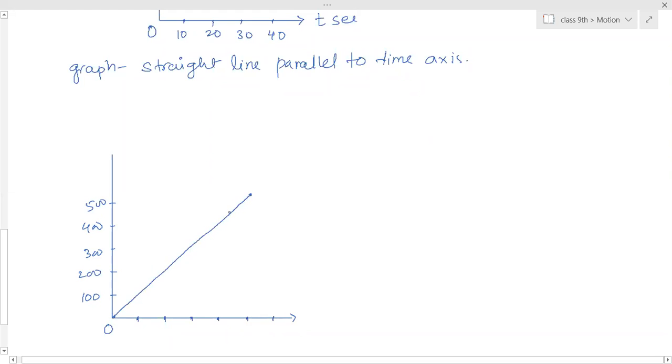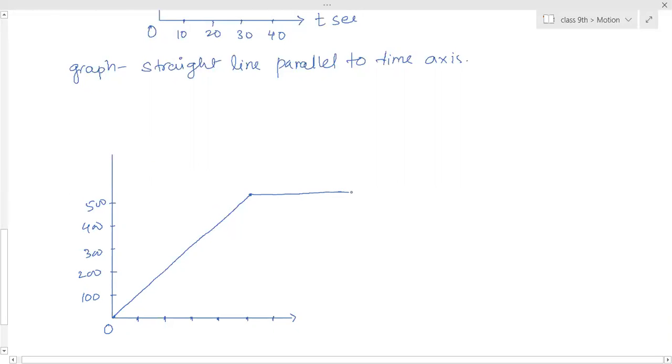And after that, when you reach the school, you are not moving. You are sitting on your bench. So that means after that, there is no motion going on. So you are at 500 meters from your house. You are sitting at the same position. You are not changing your position. So there is no distance increment. So you will get the graph like a straight line.